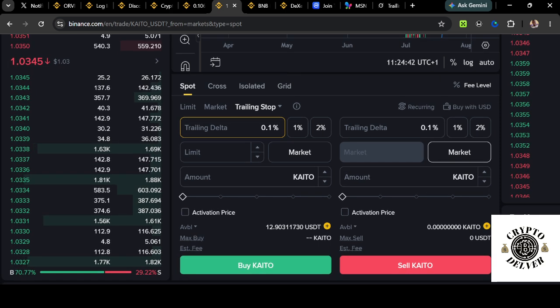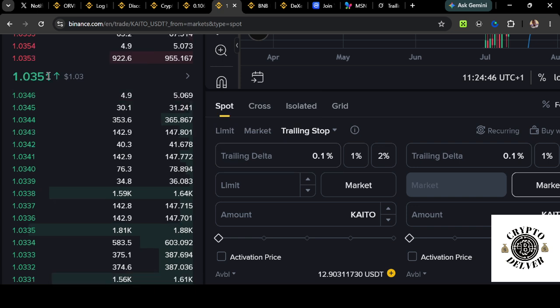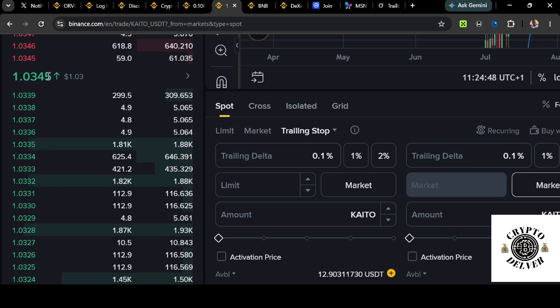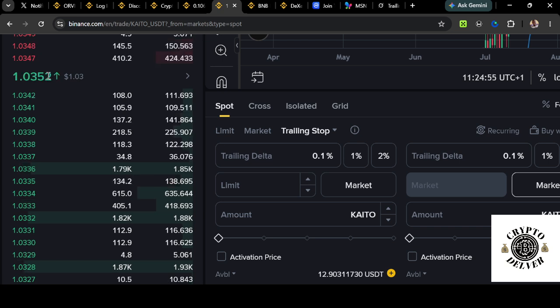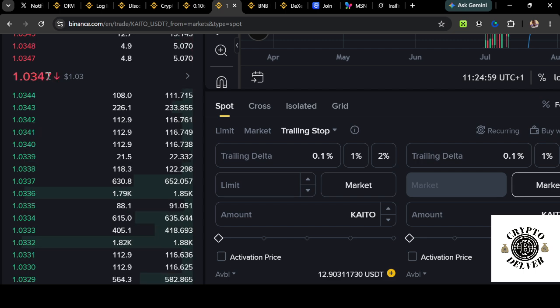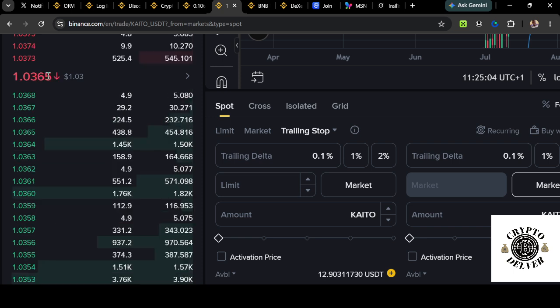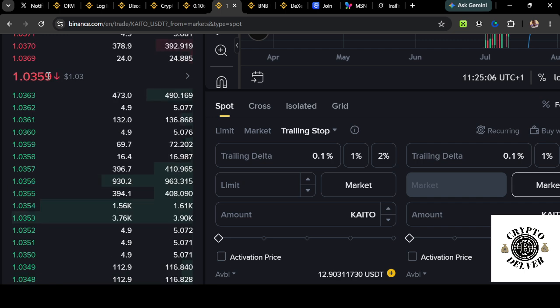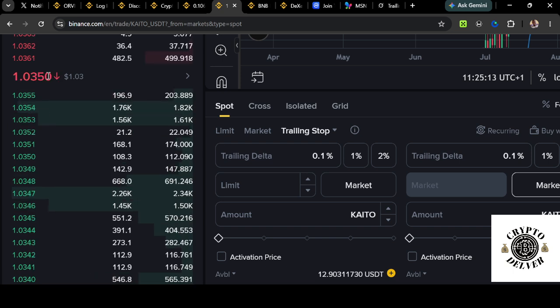Let's say the current price of Kaito is 1.03. You look at it and say, I don't know if this coin is going to dump more, and I don't know if it's going to pump. So you say, this is the current price, which is 1.03, and any percentage movement from this price, I want to buy. The same thing applies if you are selling. I'm using buy because I want to buy right now. So let's say it is 1.03 and then 1.036 now, and you want to buy at probably 1.02.